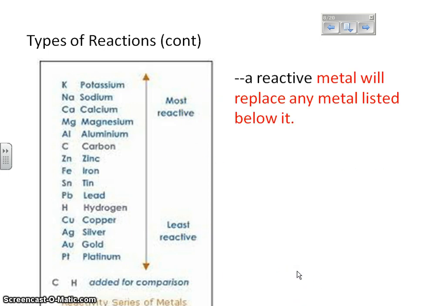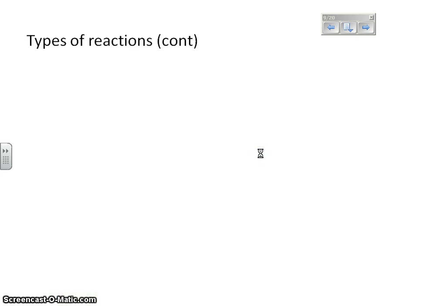Okay. So how this works is like Super Science Babe talked about with the "do you want to dance?" "Sure, I'll dance." It all is about what is the most reactive. The most reactive metal will replace any metal listed below it. So the most reactive metal, potassium, on this list will replace every other element. It has the power to kick it out and then take its place. Okay.